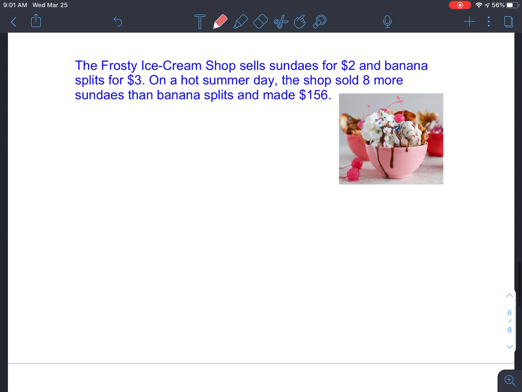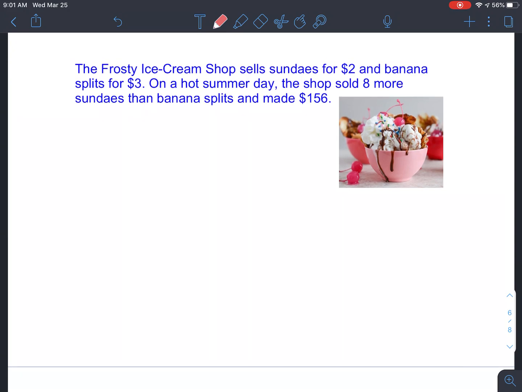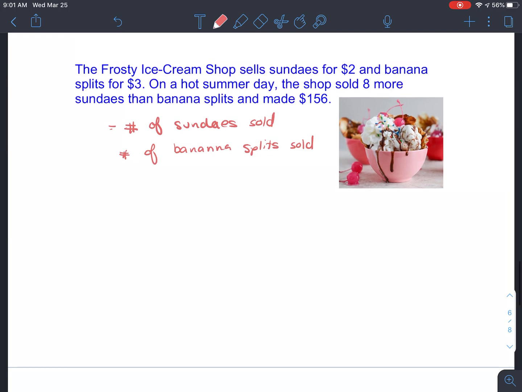Okay, so it looks like we're going to be comparing the number of sundaes sold and the number of banana splits sold. And I see that because it says the shop sold 8 more sundaes than banana splits. So let's give these variables. I'm going to call sundaes S, and I'm going to call banana splits B. So those are my variables.